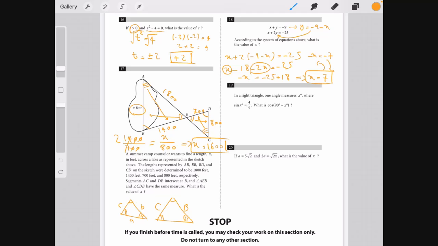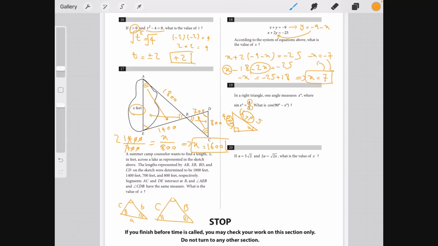In a right triangle, one angle measures x, where sine of x equals 4 over 5. What is the cosine of 90 minus x? So we know in a right triangle, the sine value, let's say this is x, of an angle is basically opposite side over hypotenuse. All right. So basically we can say this is opposite, this is hypotenuse. So this is 4, this is 5.